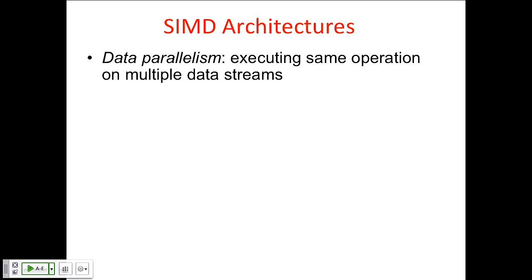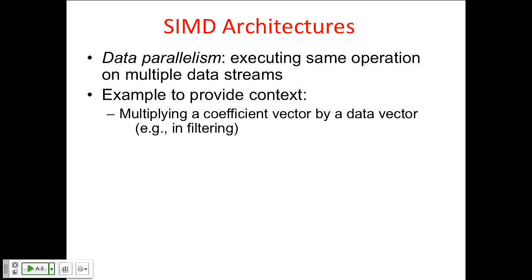So the idea here is to execute the same operation on multiple sets of data at the same time. This classically shows up in any kind of matrix or vector operation, number crunching. An example here is multiplying a coefficient vector by a data vector when you're building a filter. So something like this, where I do the dot product or element by element multiply of two elements to give a third element.